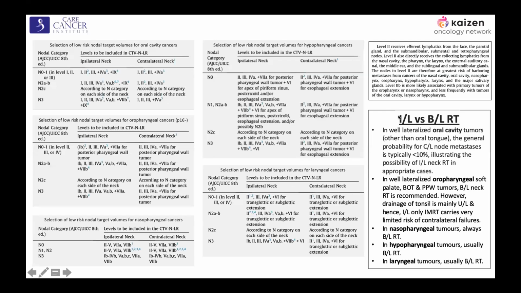So the decision between ipsilateral versus bilateral level 2, this is again a general principle that applies to all the levels. So I'll discuss it once over here, but the same rules will apply to all nodal levels. So in well-lateralized oral cavity tumors, the probability for contralateral nodal metastasis is less than 10%. So you can restrict yourself to ipsilateral neck RT unless you have huge ipsilateral nodes, obviously. In well-lateralized oropharyngeal soft palate, base of tongue, and posterior pharyngeal wall tumors, bilateral RT should be done. However, for the tonsil, which is a unilateral structure, you can consider unilateral treatment of the neck. In nasopharyngeal, hypopharyngeal, and laryngeal tumors, these are central structures, so you will always treat the bilateral neck.